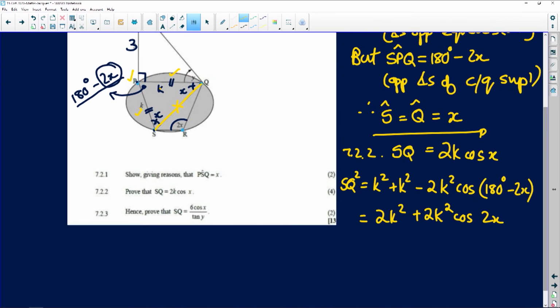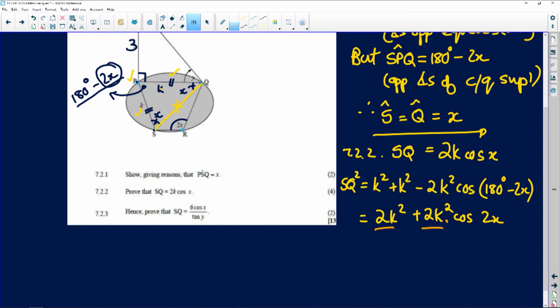Now folks, the trap here, and I've seen this happen every time I mark matric papers, is that you guys forget that that is multiplied with 2k squared. So some people will say this is 4k to the 4 cos 2x. You can't do that. Okay, you must first remove the 2k squared and work with what's left. This here is multiplied. So if I remove the 2k squared, then I'm left with 1 plus cos 2x.